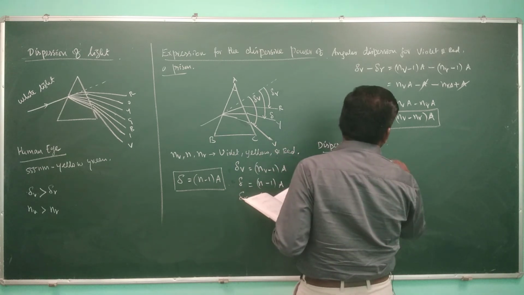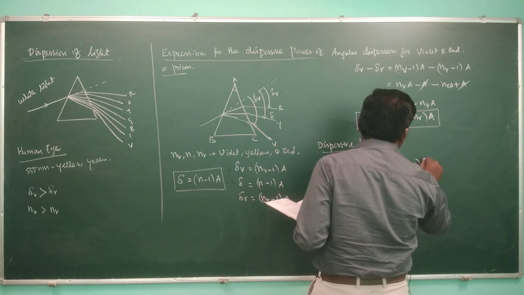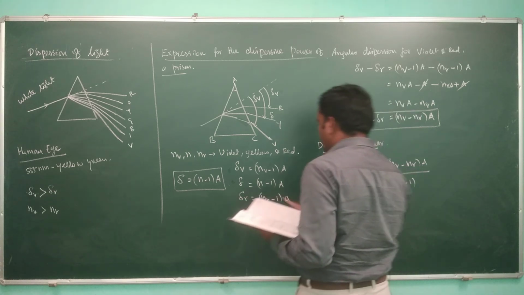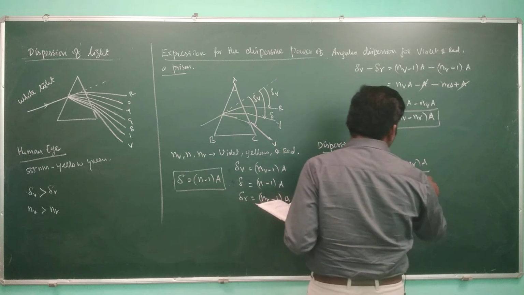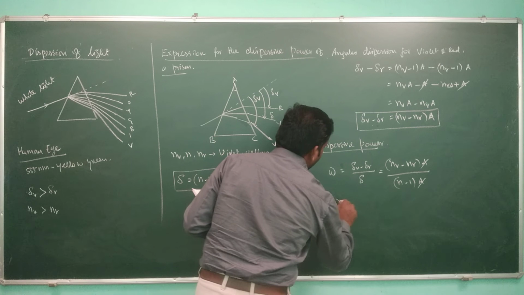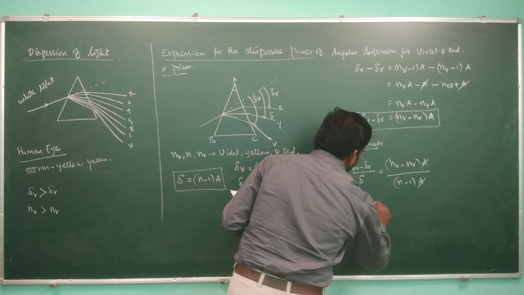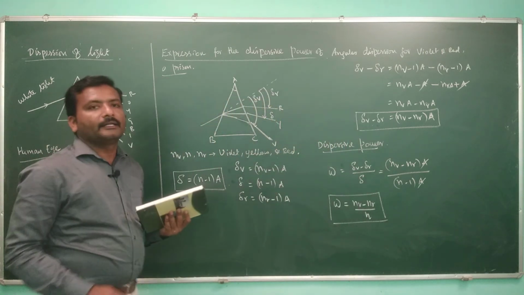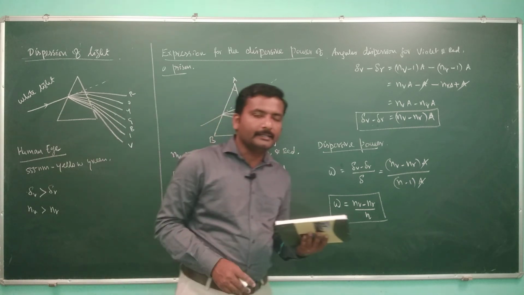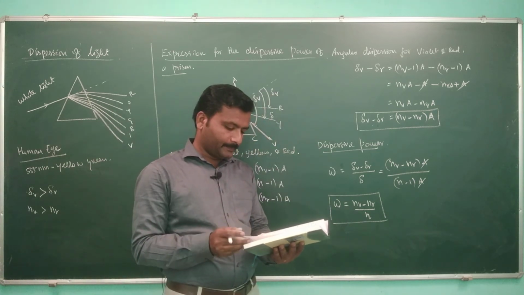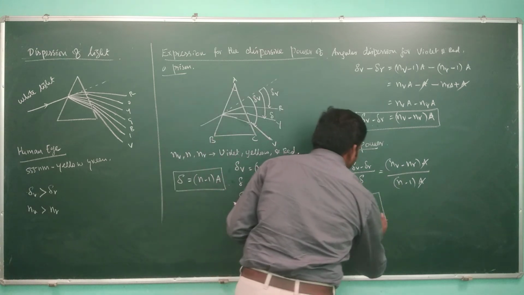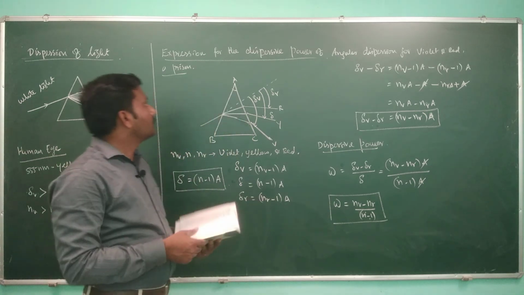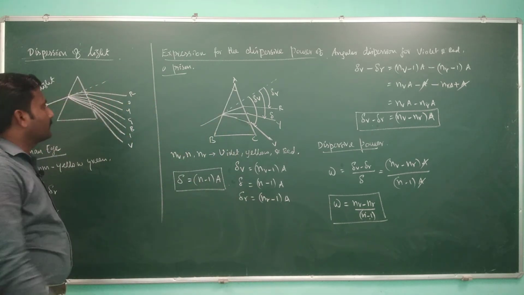So delta V minus delta R is nothing but (NV minus NR) multiplied by A, and for delta it is (N minus 1) into A, in which A will cancel out. So the dispersive power of the prism material is nothing but (NV minus NR) by (N minus 1), where NV, NR, N are the refractive indices for violet, red and yellow. Sorry, N minus 1. So this is the dispersive power.